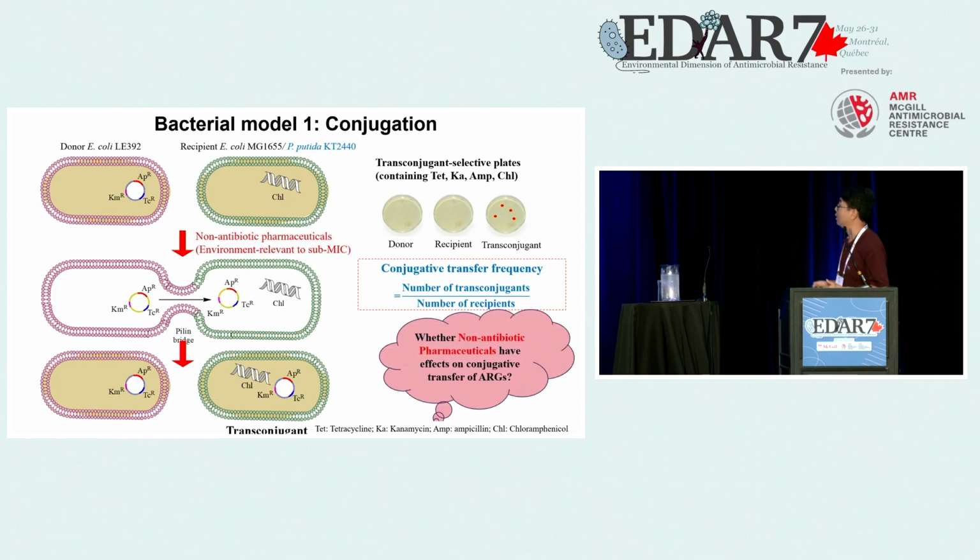So the question now we want to ask is, spontaneous gene transfer from donor to recipient is very, very limited. Of 1 million bacteria, only very few can acquire that plasmid. But now, once we add non-antibiotic pharmaceuticals, how about that process? Will it be promoted or will it be suppressed? So this is the question.